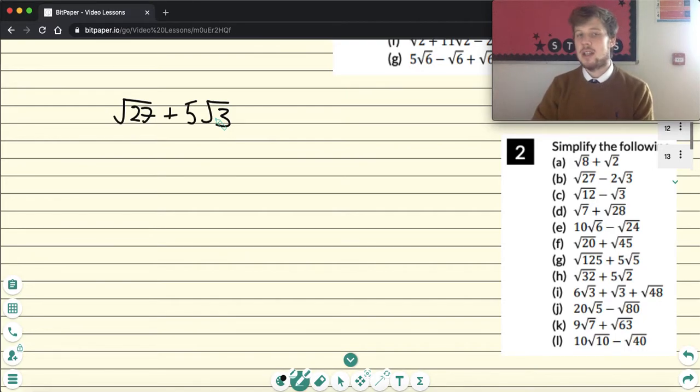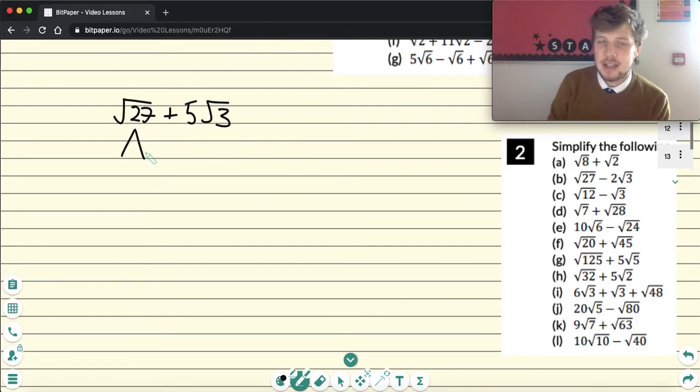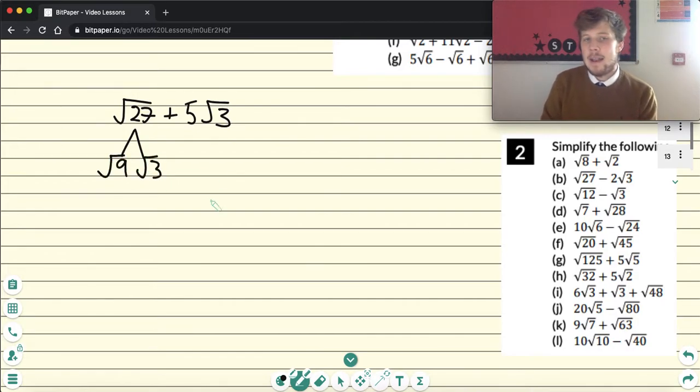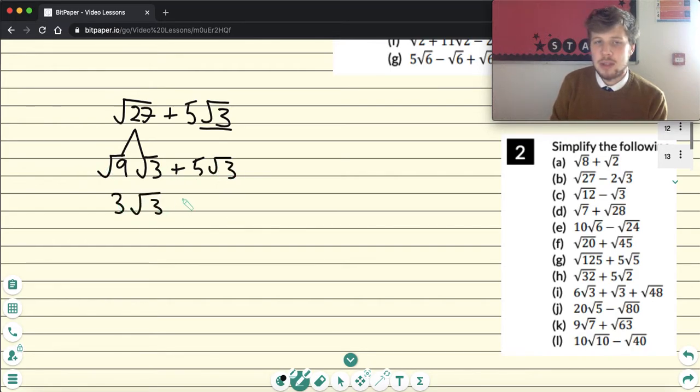In the previous lesson, we looked at how we could mess with root 27, and we could rewrite it as the multiple of 2 factors. The factors I'm going to choose are root 9 and root 3. The reason I chose 9 and 3 is not only because 9 is a square number, but if I'm trying to add it onto something which has a base of root 3, I want my value to have some form of root 3. So this is going to be root 9 root 3 plus 5 root 3. Root 9 we know is 3, so it's 3 root 3 plus 5 root 3, which would give us 8 root 3.